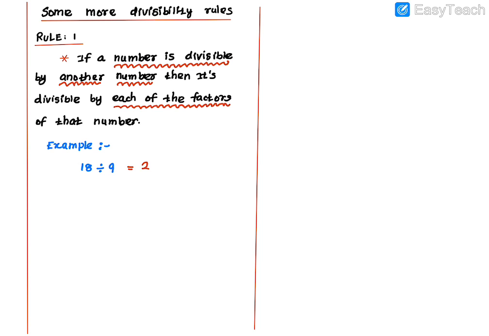This is the first number, this is the second number. What are the factors of 9? 1, 3, and then 9. There is no other number it can be divided by. Now 18 can be divided by 1, so 18 ones are 18. 18 can be divided by 3, so 6 threes are 18. 18 can be divided by 9, so 2 nines are 18. So when a number is divisible by another number, a factor of that number also divides it.